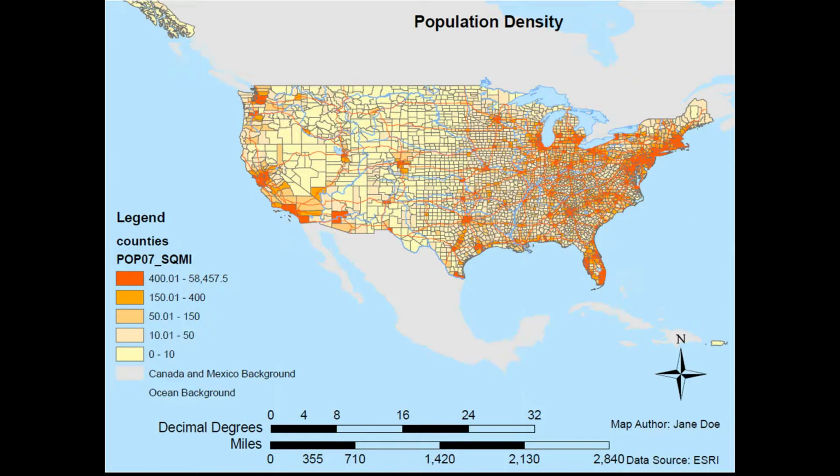Additionally, the title is slightly off center. It would be much better if the title was centered on the top of the page. Now let's focus on the north arrow. The north arrow is way too large for this map. Remember that items should be sized relative to their importance. The north arrow is not so important for this map that it would need to stand out that much.